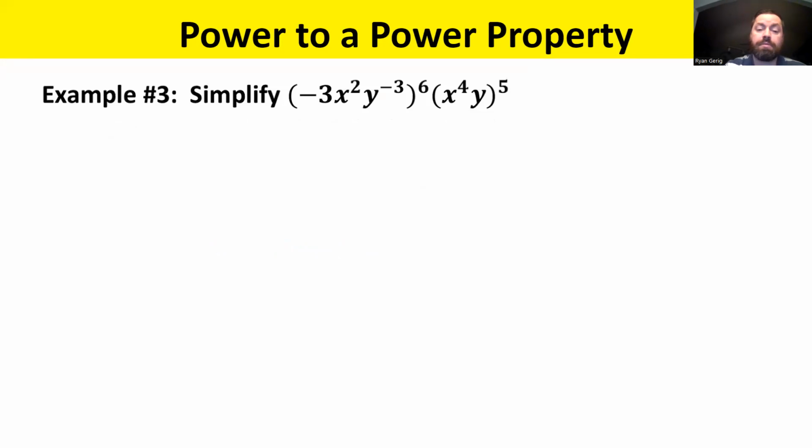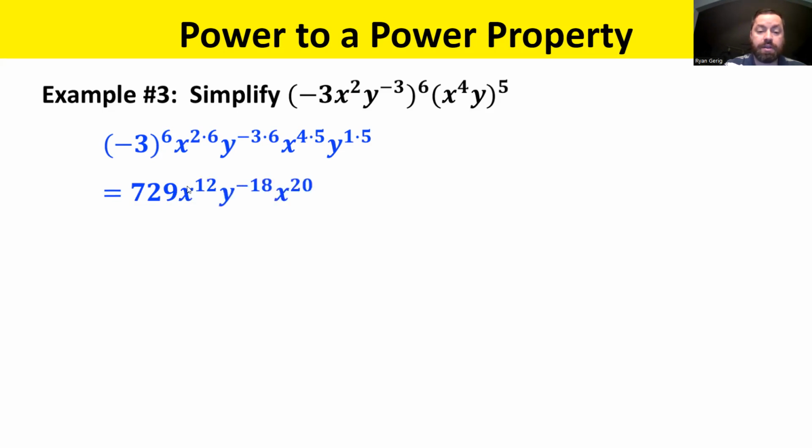A little more complicated problem, but if you take it step by step, you should hopefully see it's not too bad. So -3, there's an exponent of 1 there. So 1 times 6, 6. X to the 2nd times 6. Y to the -3rd times 6. Now I move to the second expression, x to the 4th times 5 this time, and then y to the 1st times 5 as well. So now we're going to go through and just simplify what we can. -3 to the 6th power is 729, positive this time. X to the 12th, y to the -18th, x to the 20th, y to the 5th.